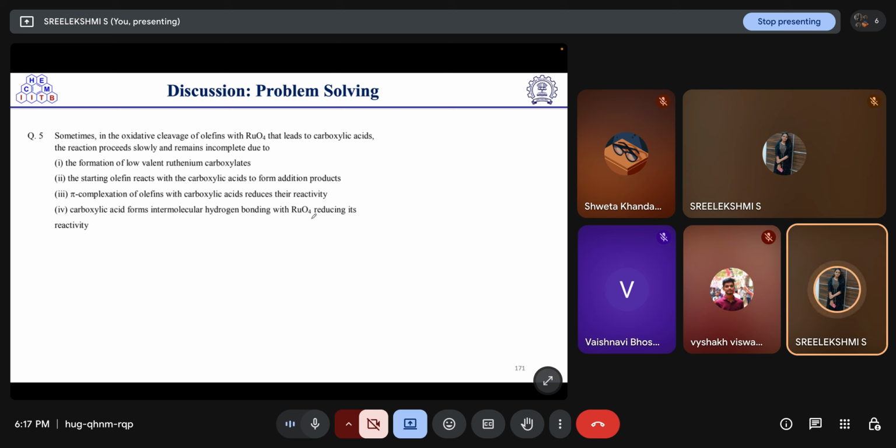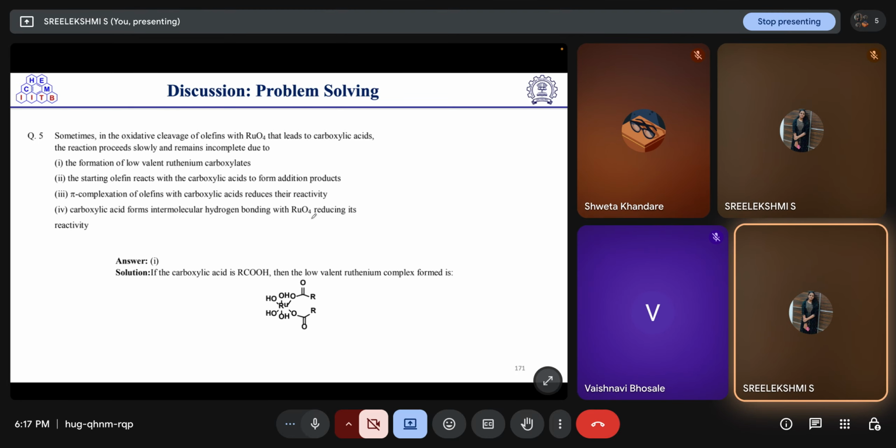So this also we have seen now. So if the carboxylic acid, yeah, oxidative cleavage of olefins with ruthenium tetroxide that leads to carboxylic acid, the reaction proceeds slowly and remains incomplete due to the formation of this kind of intermediate, which is a low valent ruthenium complex, which will suppress the further reaction. So the correct answer would be option 1.